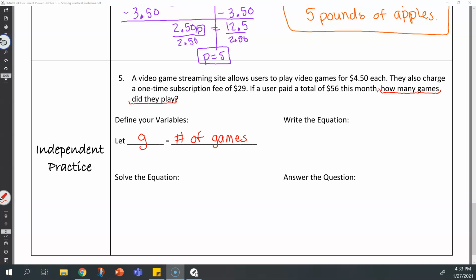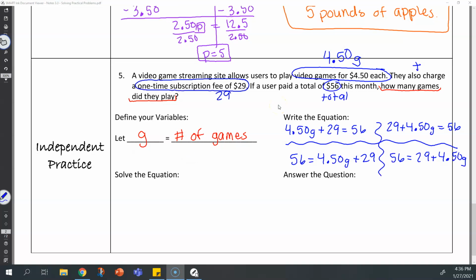So my question here is, how many games did they play? Meaning that my variable should answer that question and represent the number of games. I personally picked G, but you can pick any letter as long as you're using that to represent the number of games that the user played.